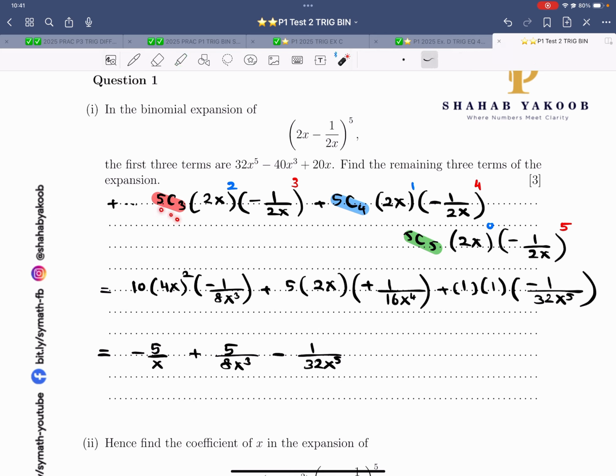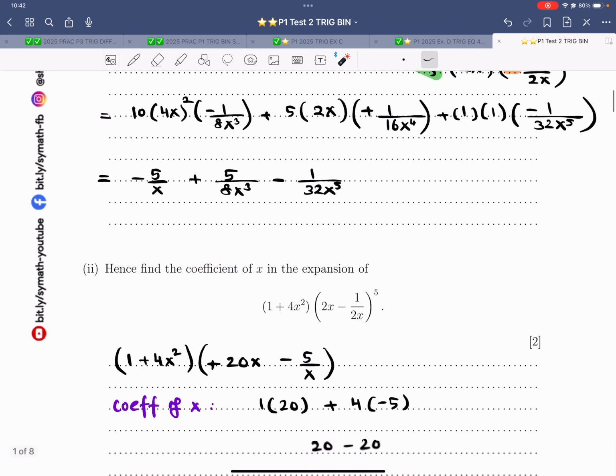That is 5c3, b raised to power of 3, a raised to power of 5 minus 3. The pattern continues. Take care of the positive negative sign. There is a negative, negative, negative over here. Negative raised to an odd power remains negative. Negative raised to an even power becomes positive. Use a calculator, use the nCr function, simplify.